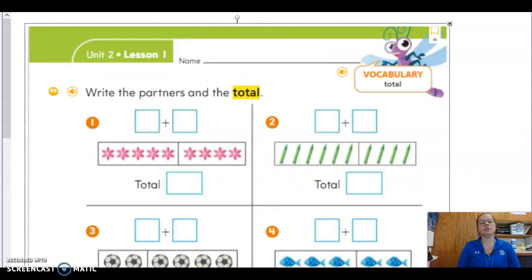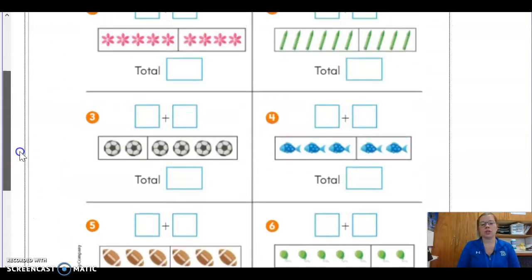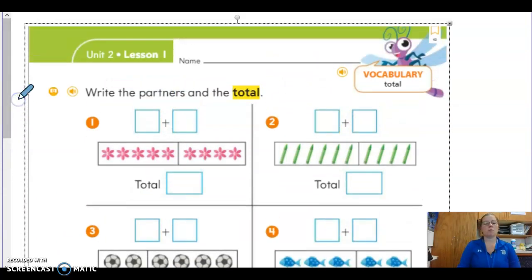All right, if you could put those materials to the side, grab your math workbook. Today in our math workbook, we are on page 43. Page 43 in your math workbook. I'm going to do numbers 1 and 2 with you, and then give you some time to do 3 and 4, but I will make sure that you know what we're doing. I'll give you the answers.